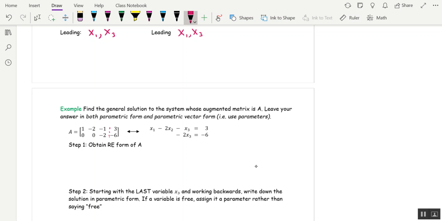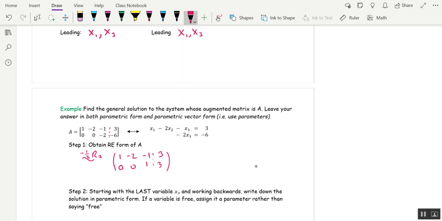So step 1, obtain the reduced echelon form of A. The first thing I want to do to this matrix here is create a leading 1 in this 3rd spot. So I'm going to scale row 2 by -1/2. I'm going to leave row 1 alone. So I get 1, -2, -1, 3, and then 0, 0, 1, 3.